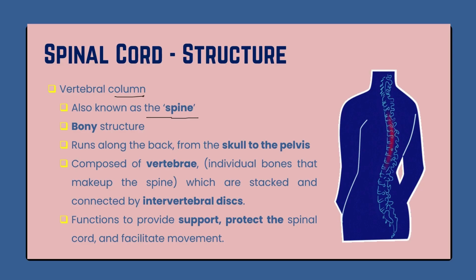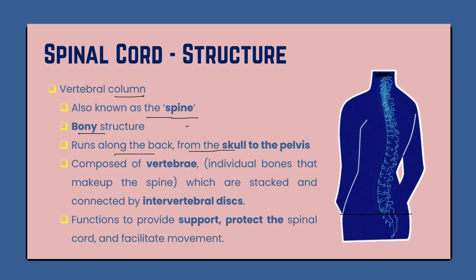So scientifically, the name of the spine would be vertebral column. It's a bony structure. It's made of bones. It runs along the back from the skull to the pelvis. We have already seen that it starts from the base of the skull all the way to the pelvis, that is this area. Okay, and the vertebral column is composed of vertebrae.